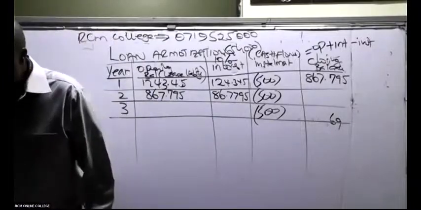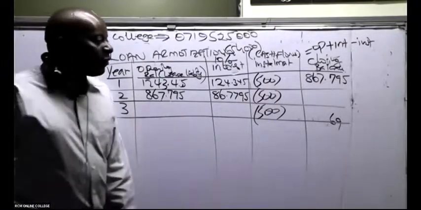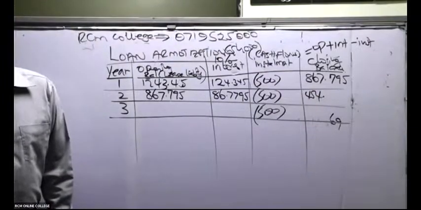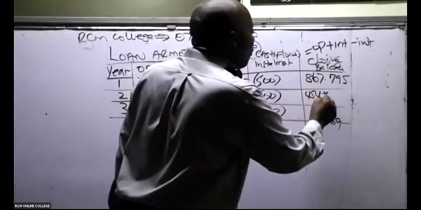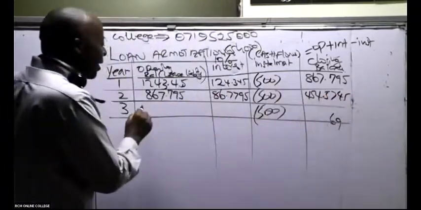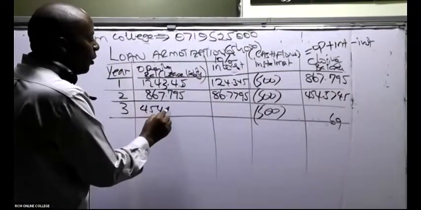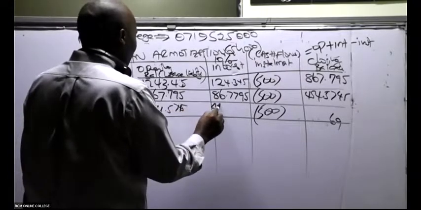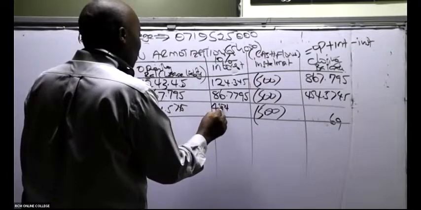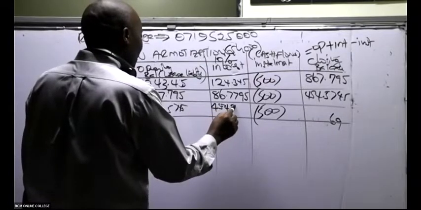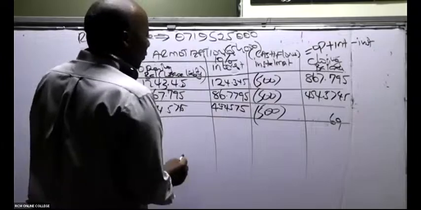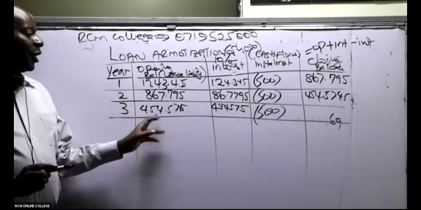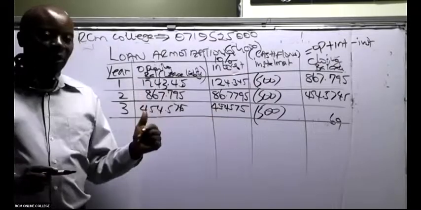So we are getting a figure of 454.5745. This is what I bring as the opening. 10% of this will be 45.457.5, if we round off to 4 decimal places. So it will be this plus this interest minus 500.